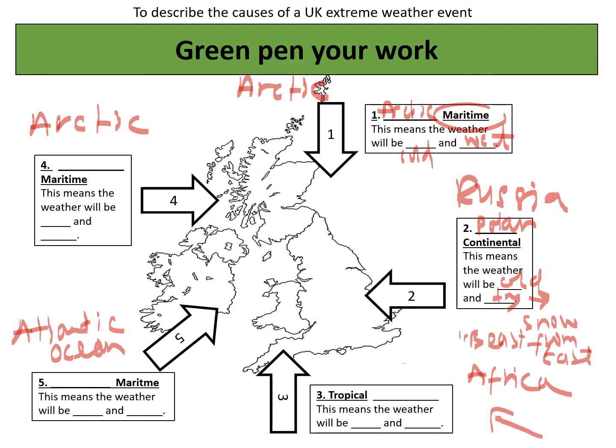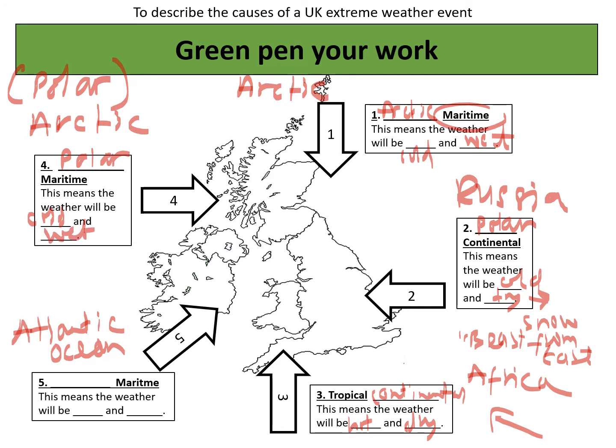Okay, number 3 then. So we have here the tropical continental. This is still travelling over land. It's coming from Africa, which means that it's going to be bringing with it very hot and very dry weather. Number 4, so this is coming from the Arctic, or more commonly the polar regions. So this would be classed as the polar maritime, which means the weather is going to be very cold and very wet.